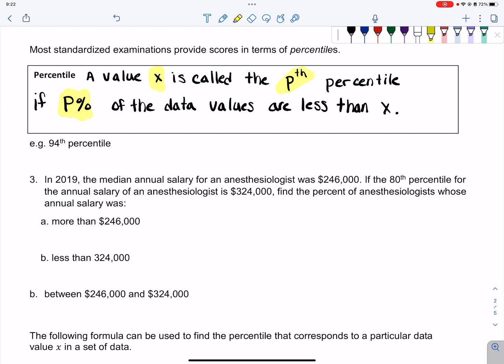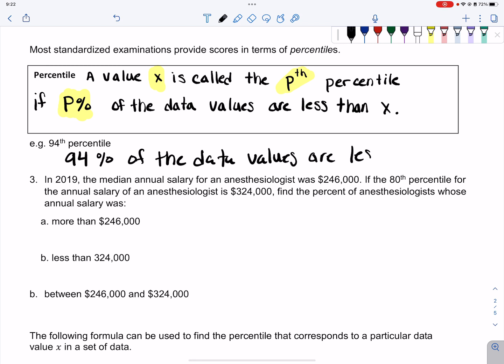So for example, if we have the 94th percentile for some specific data value in our data set x, then that means that 94% of the data values in the set are less than x. X is the specific data value that's being assigned the 94th percentile.